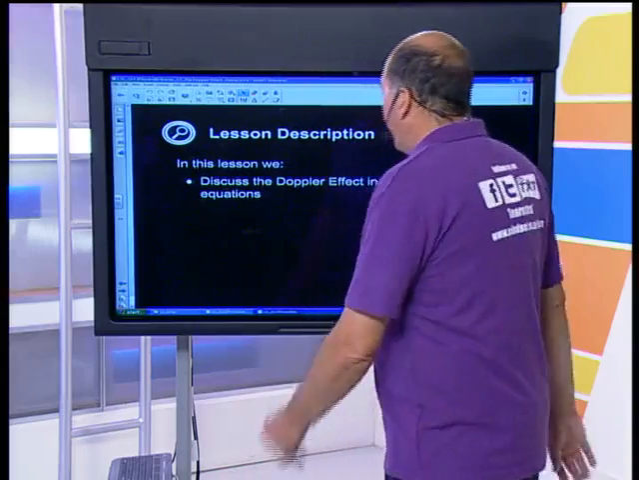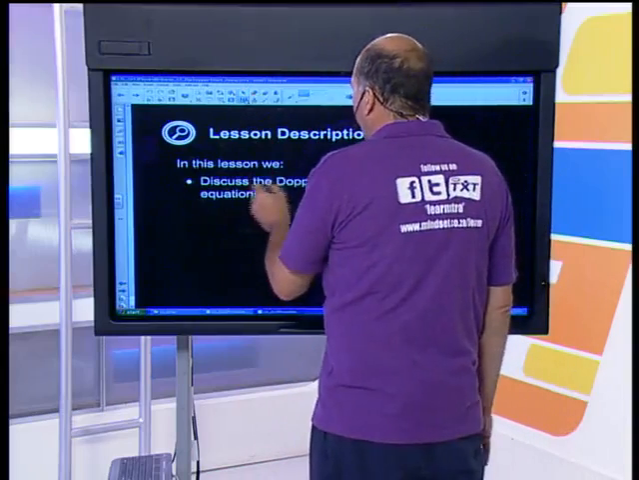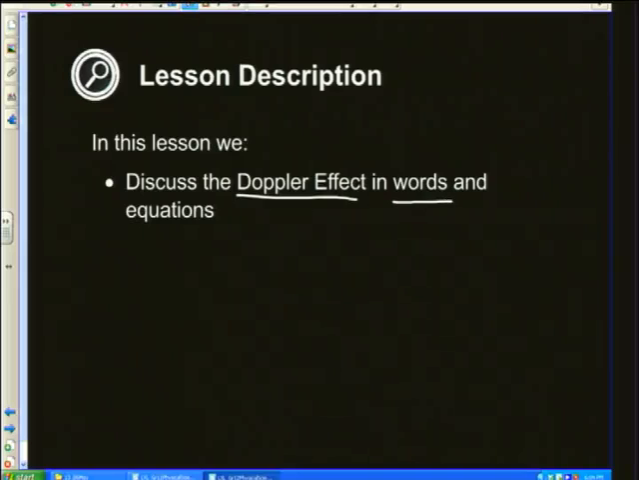Let's get through it. We need to be able to describe in both words and equations this thing called the Doppler effect. Now, there are a number of ways that you can see it, you can experience it, and it's really quite an amazing thing.